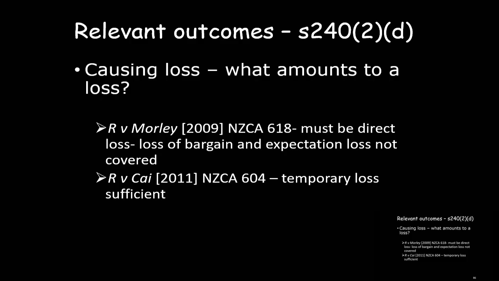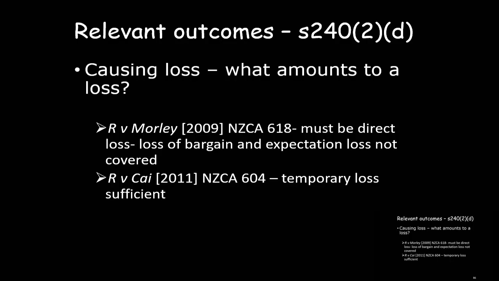So remember under 2A through to C, you have to show the outcome. If you define what the outcome is that's been achieved, under 2D, you're looking at loss by deception, and it's not actually defined. And in Morley, this caused some problems because they were having to work out what actually is a loss that is covered by the section.